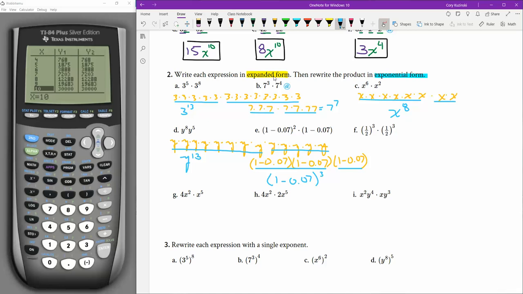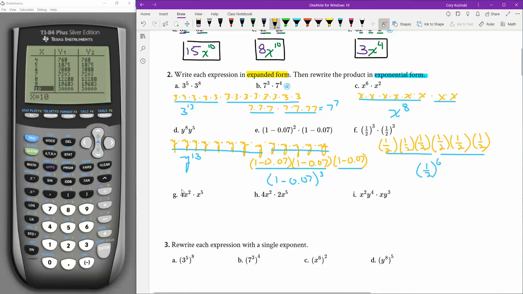I would not blame you for fast forwarding right now. This is very repetitive, isn't it? This is why we use exponents. 1/2 times 1/2 times 1/2. There's 1/2 to the 3rd. Times 1/2 times 1/2 times 1/2. There's 1/2 to the 3rd again. So 1/2 to the 3rd times 1/2 to the 3rd is 1/2 to the 6th, because there's 6 of them.